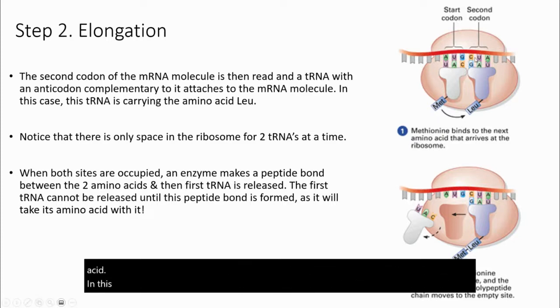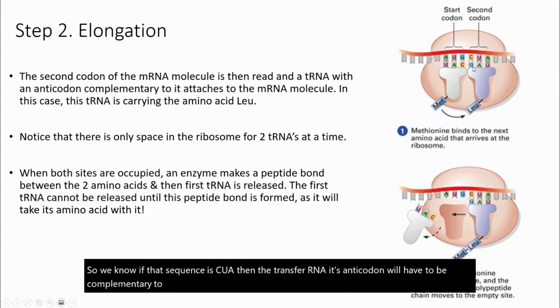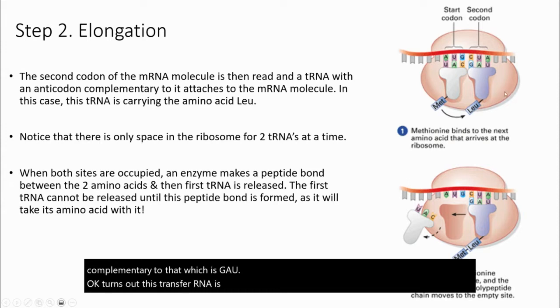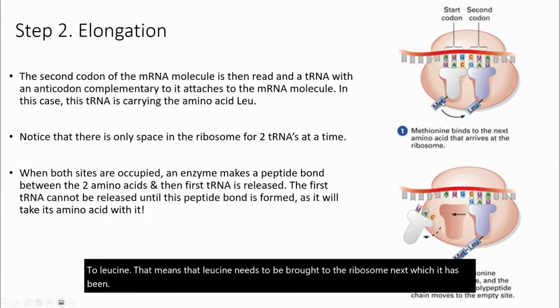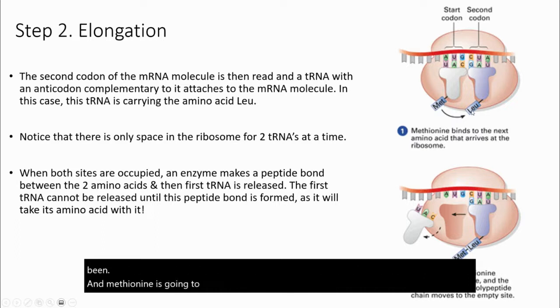In this example, the second codon is CUA, because that's on the messenger RNA. So we know if that sequence is CUA, then the transfer RNA's anticodon will have to be complementary to that, which is GAU. Okay. Turns out this transfer RNA is going to be holding on to leucine. That means that leucine needs to be brought to the ribosome next, which it has been, and methionine is going to get connected to that leucine.